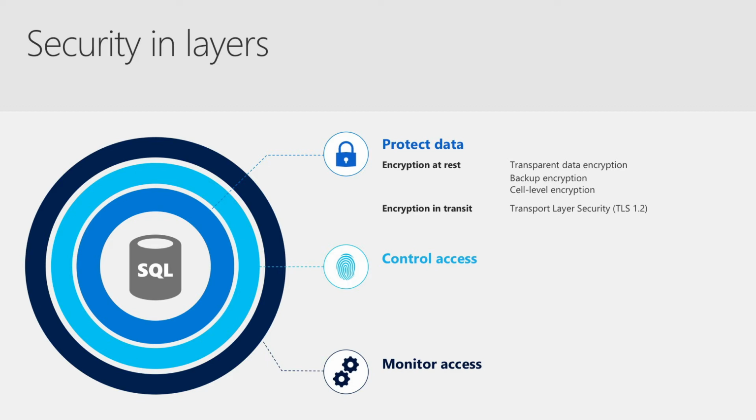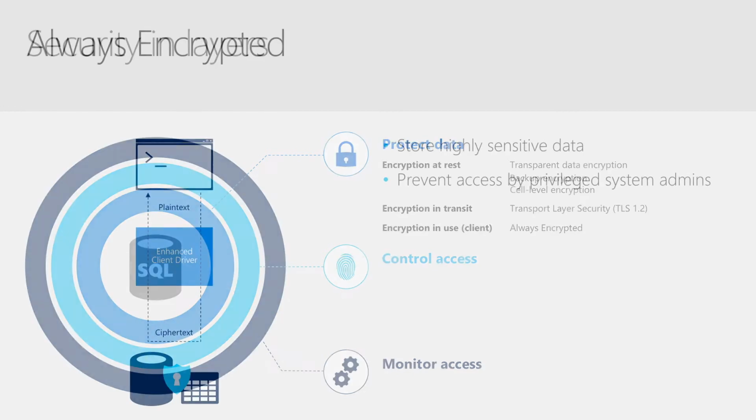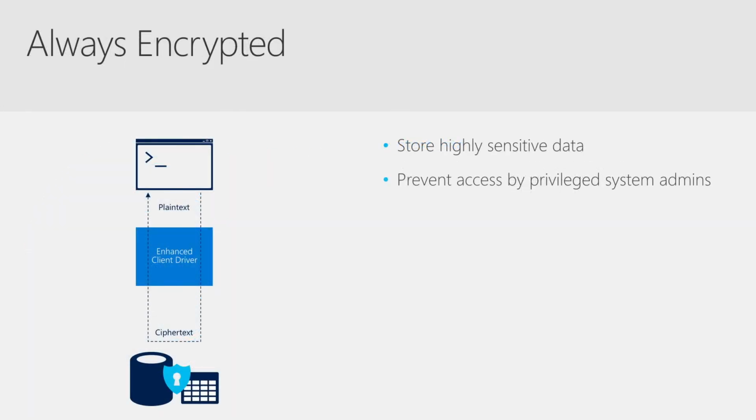The other type of encryption I want to call out is called client-side encryption. SQL Server on Linux supports a really cool feature called Always Encrypted. Always Encrypted enables you to protect highly sensitive columns of data, like social security numbers or other personally identifiable information, so that even high-privileged database administrators cannot access the plaintext. It works by encrypting the data on the client side, and typically requires only minimal changes to your application because our enhanced client drivers, like ODBC or JDBC, handle all the encryption and decryption for you.